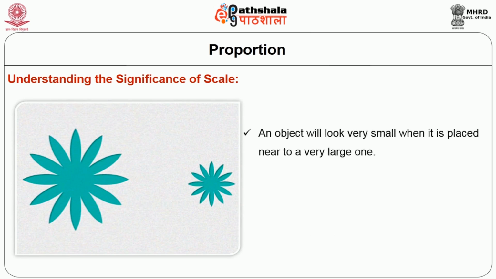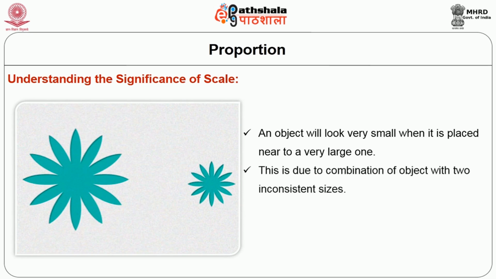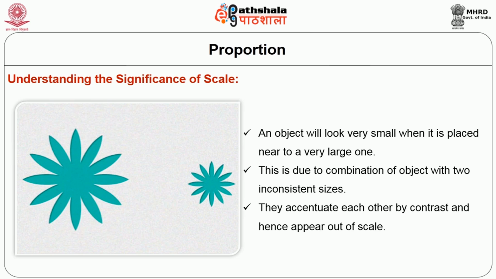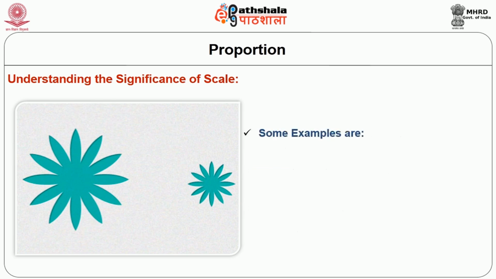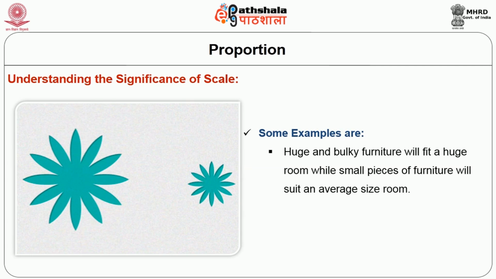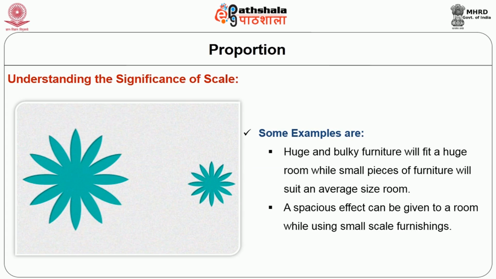An object will look very small when it is placed near a very large one. This is due to the combination of objects with two inconsistent sizes. They accentuate each other by contrast and hence appear out of scale. Some examples are: huge and bulky furniture will fit a huge room, while small pieces of furniture will suit an average sized room. A spacious effect can be given to a room by using small scale furniture.